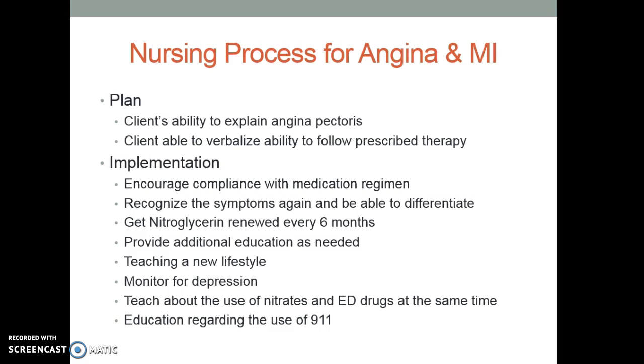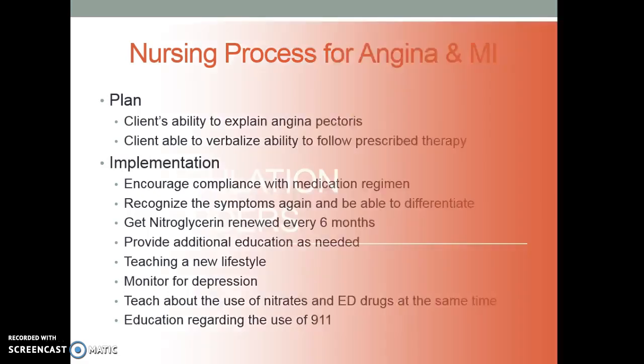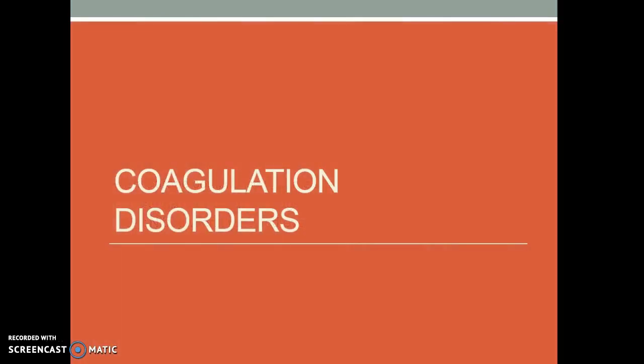Implementation over the long period, encouraging compliance, making sure that the client gets their nitro renewed every 6 months, lifestyle changes, and emergent care and what the patient needs to know. This concludes part 4 of Cardiac Pharm. Stay tuned for a brief part 5 where we discuss coagulation disorders.